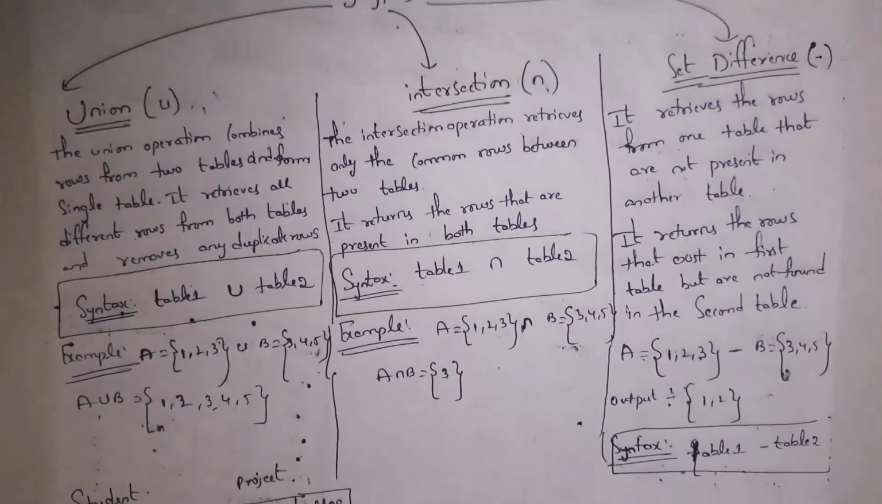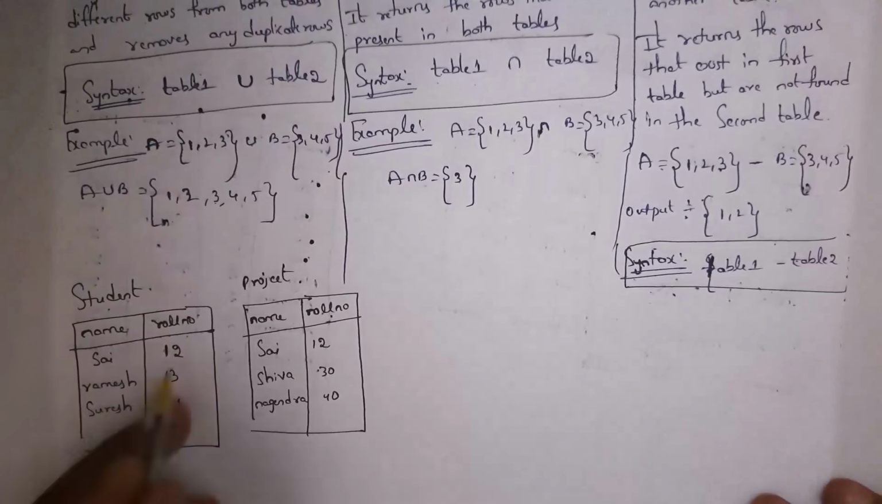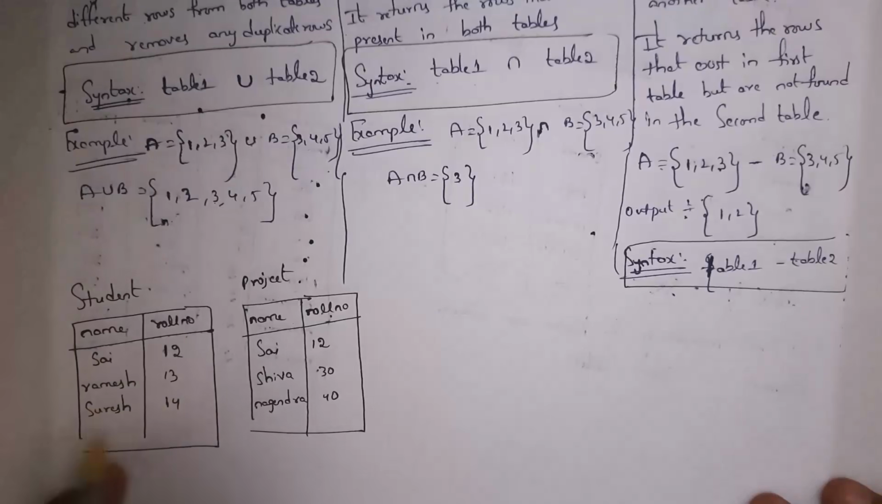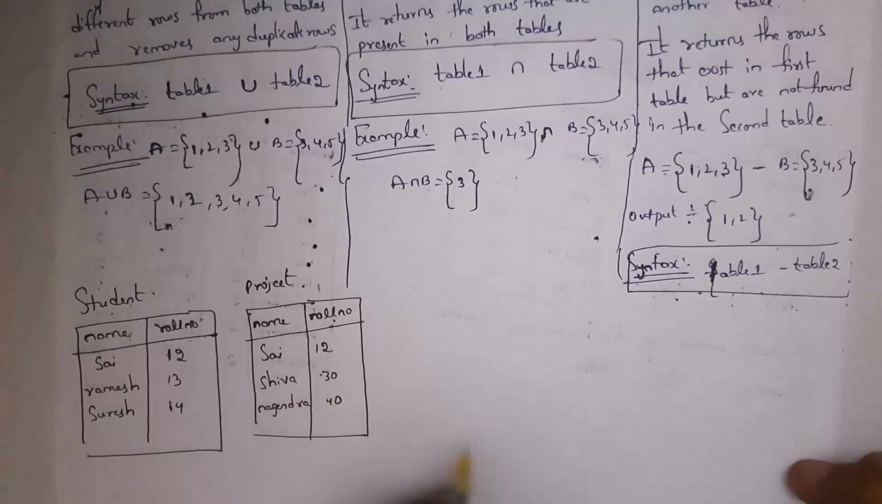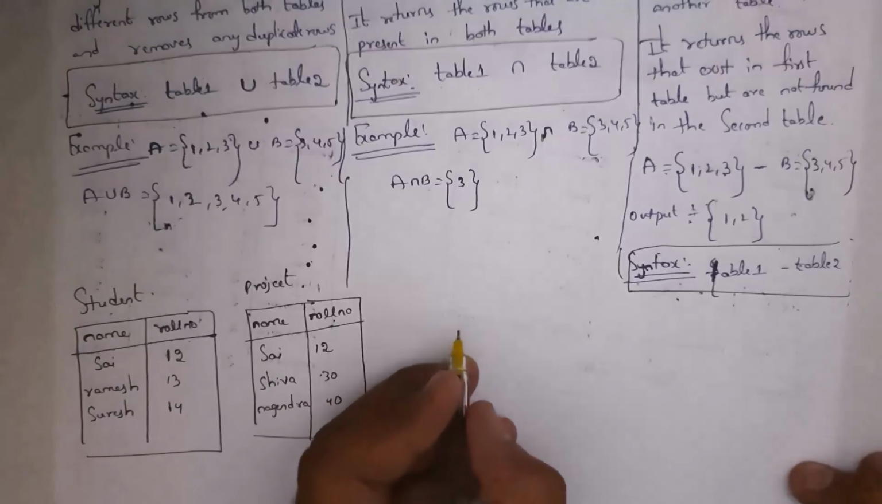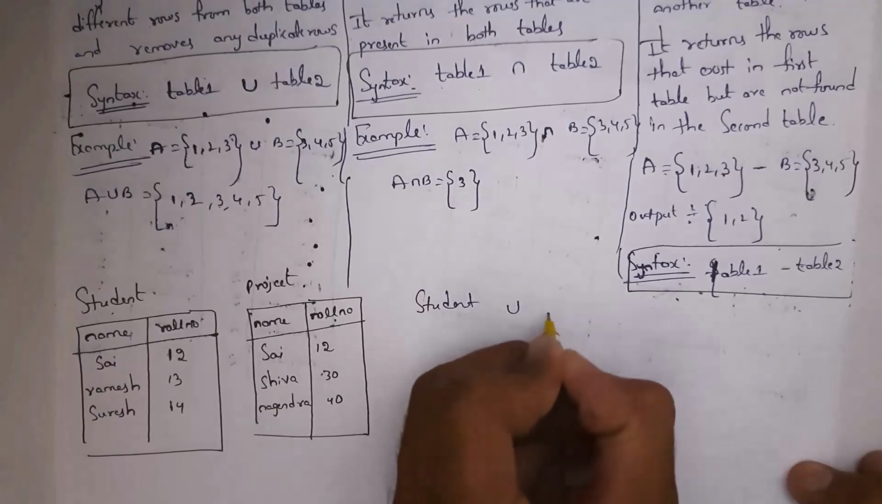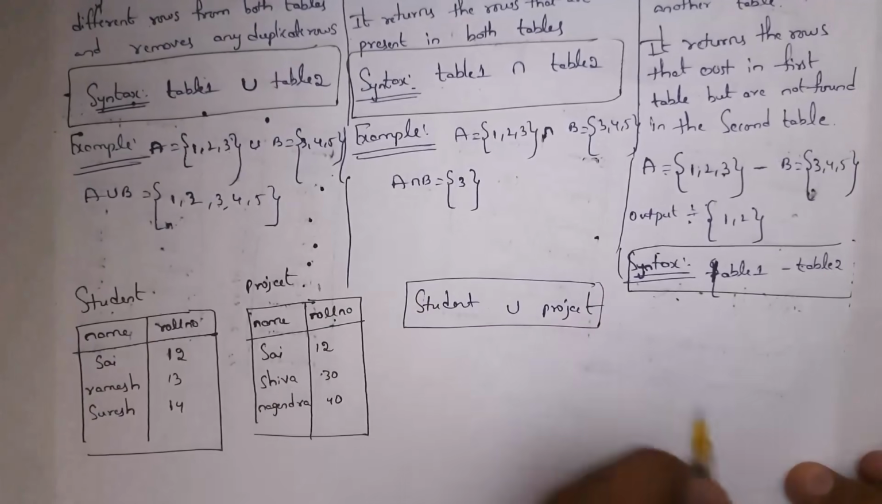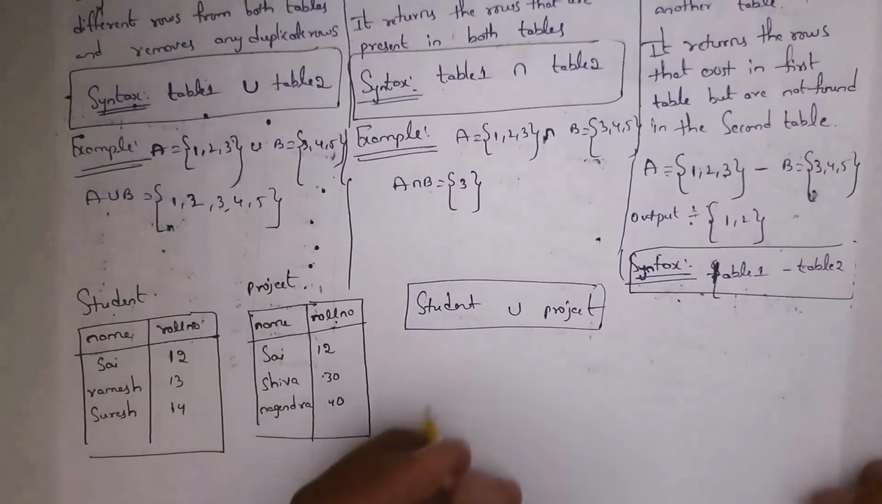For example, there is a student table and a project table. The student table contains name Sai roll number 12, Ramesh 13 and Suresh 14. Similarly, the project table contains name Sai roll number 12, Shiva 30, Nagendra 40. For example, I want to perform student union project. So just write here student union project. Whenever I perform student union project, it will combine these two tables and produce output.